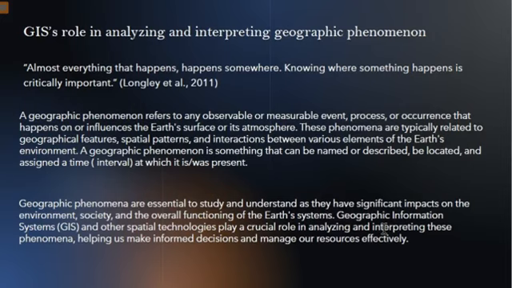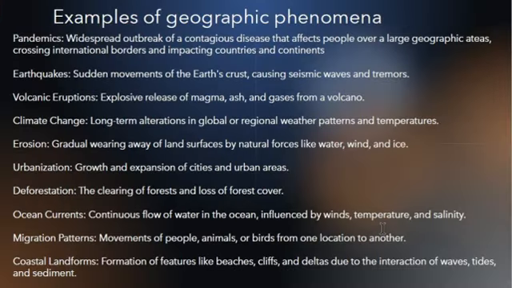A geographical phenomenon refers to any observable or measurable event, process, or occurrence that happens on or influences the Earth's surface or its atmosphere. These phenomena are typically related to geographical features, spatial patterns, and interactions between various elements of the Earth's environment. A geographic phenomenon is something that can be named or described, be located, and assigned a time or time interval at which it was present. Examples of geographic phenomena are pandemics, earthquakes, volcanic eruptions, climate change, erosion, urbanization, deforestation, ocean currents, migration patterns, coastal landforms.